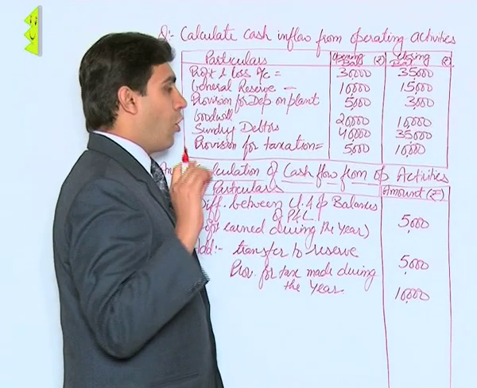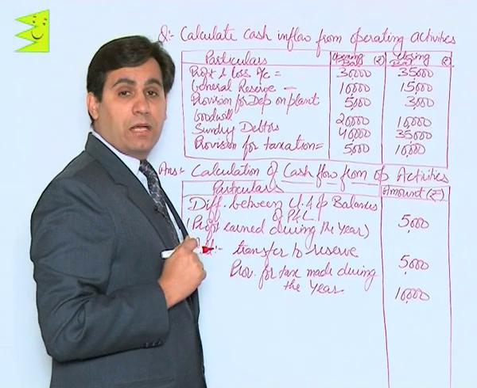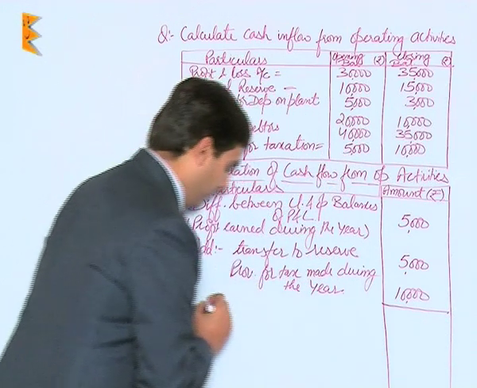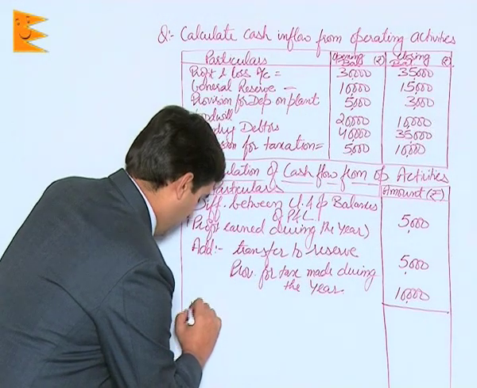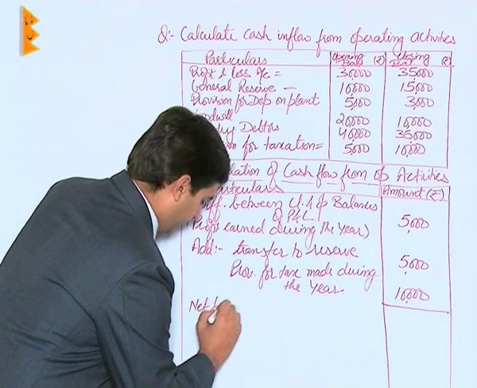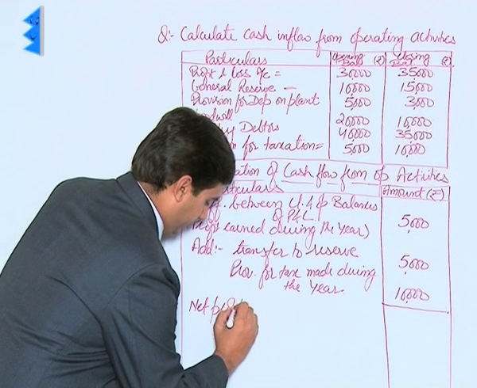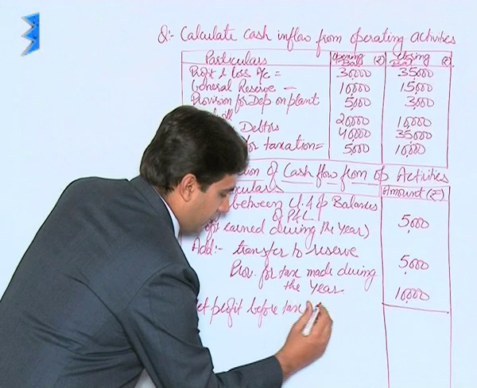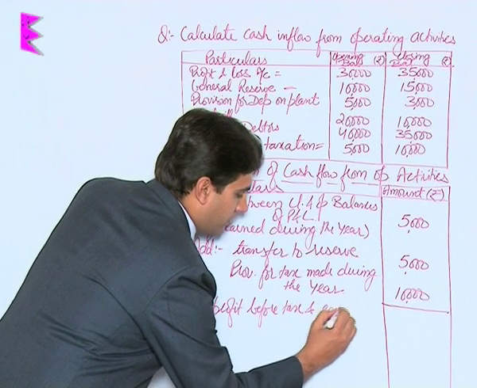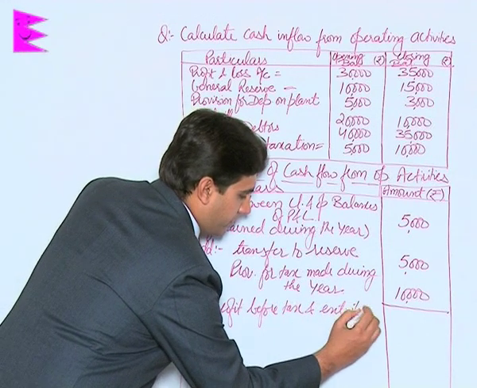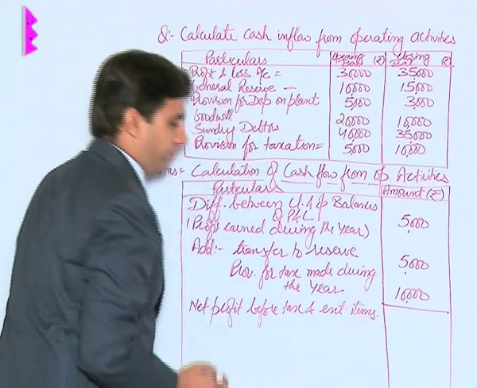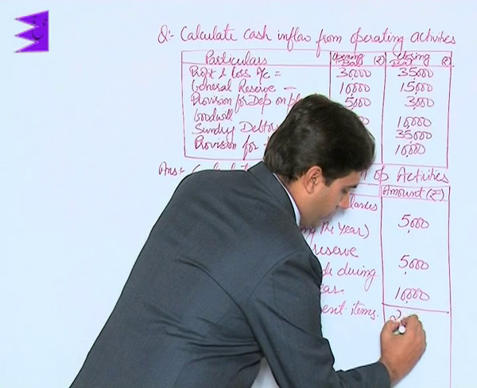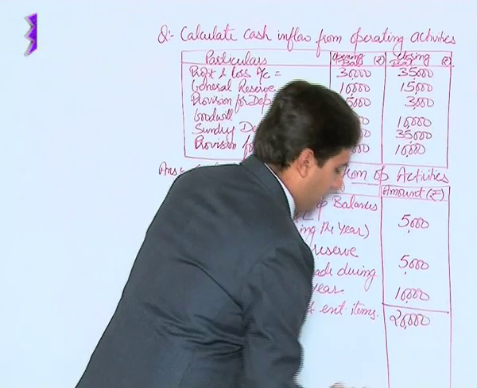Now students, all the appropriations have been accounted for. So let us total this out. We will get net profit before tax and extraordinary items. So the total comes to 20,000.